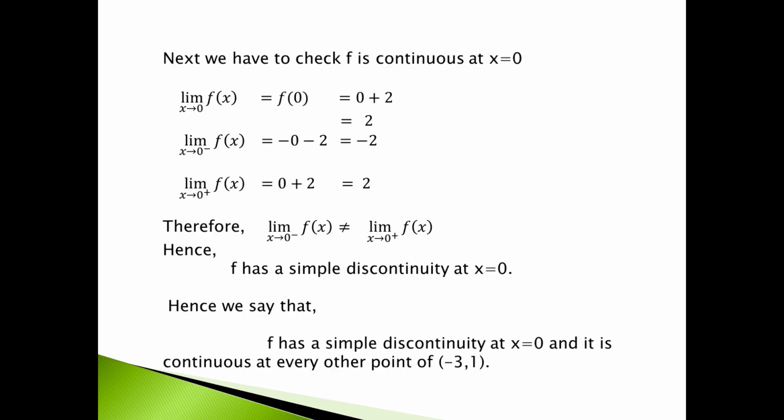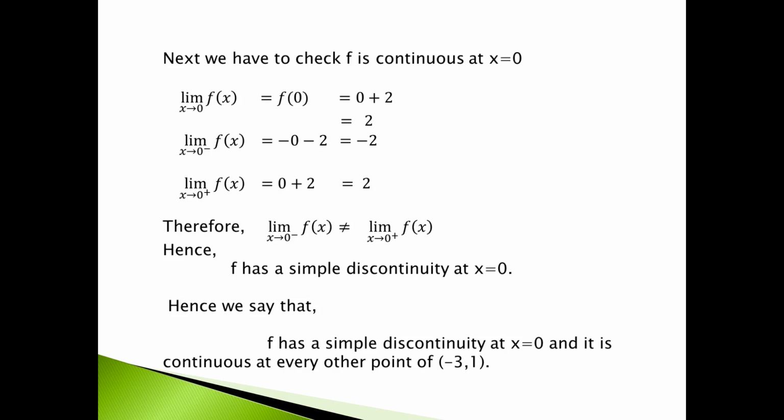Now, next we have to check the continuity at x equal to 0. So, in a similar way, limit as x tends to 0 of f(x) is equal to f(0), which is equal to 0 plus 2, which is equal to 2. Next, limit as x tends to 0 minus of f(x) is equal to minus 0 minus 2, which is equal to minus 2. And third one, limit as x tends to 0 plus of f(x) is equal to 0 plus 2, which is equal to 2. So, we have the result: limit as x tends to 0 minus of f(x) is not equal to limit as x tends to 0 plus of f(x). Hence, f has a simple discontinuity at x equal to 0.